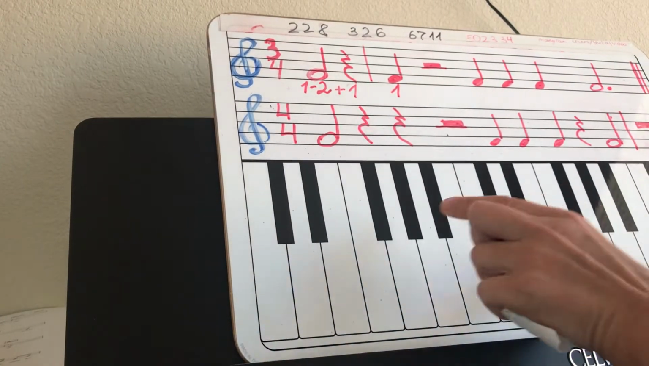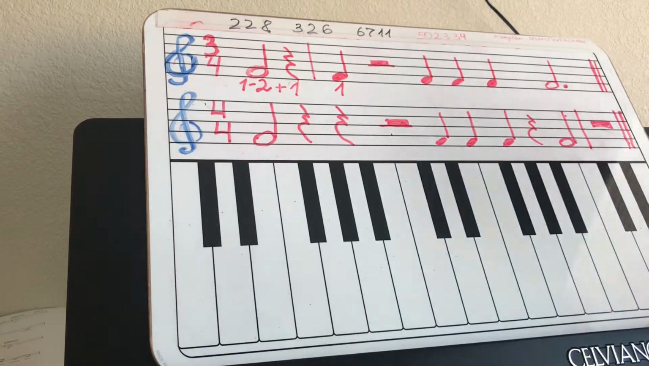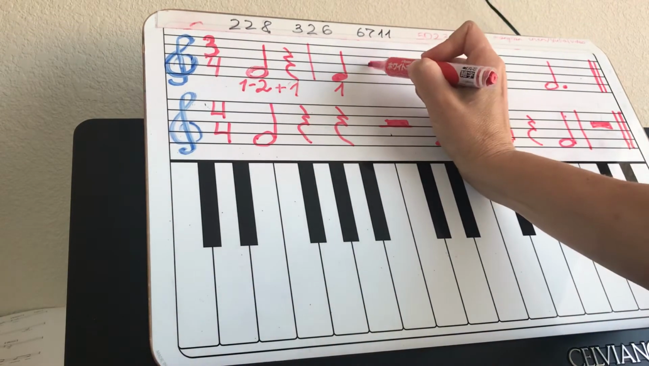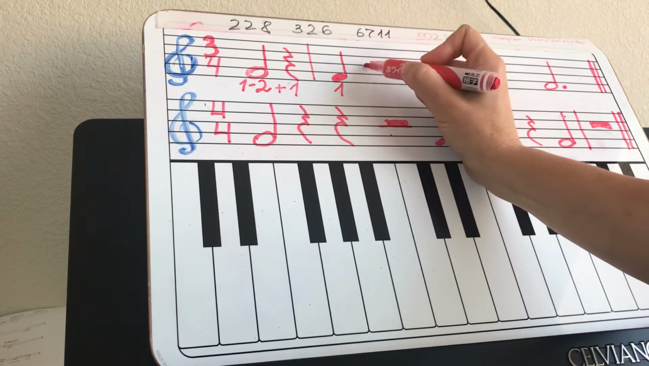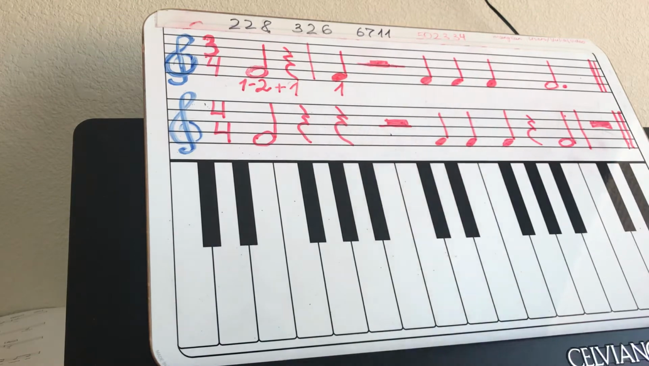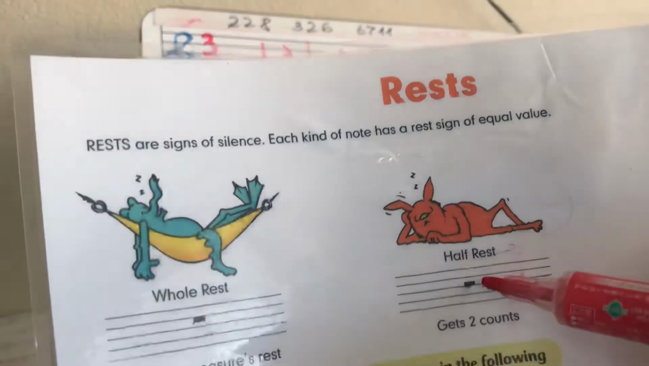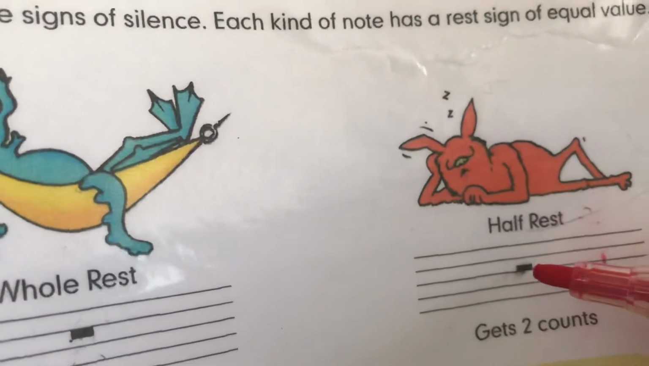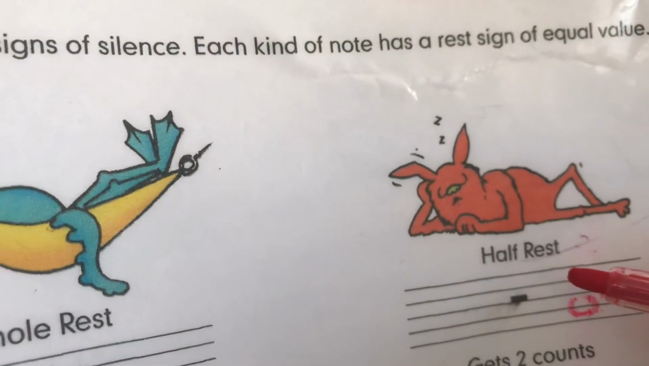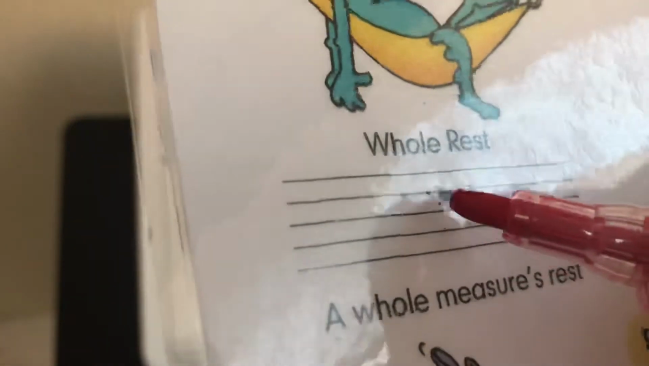So look here. Which one is that? It looks like whether it's a half or a whole. But look at this. Imagine this is the floor. And half rest sleeps on the floor. This one. It's on the top of the middle line, compared to the whole rest, which is under the line, under the 4th line.